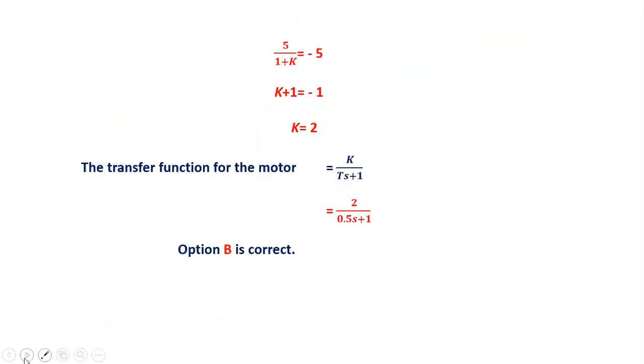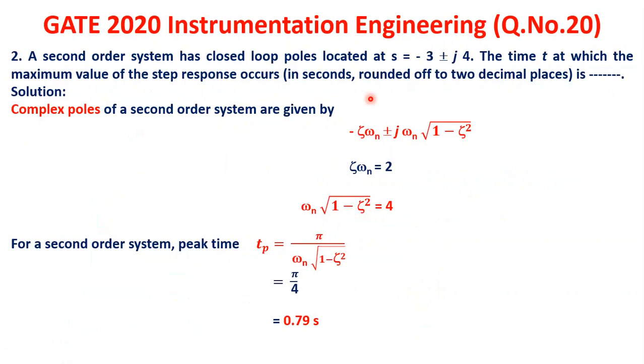This is the simpler way. Second problem, it is taken from 2020 GATE Instrumentation Engineering, question number 20. A second order system has closed loop poles located at -3 plus or minus j4. The time t at which the maximum value of the step response occurs, in seconds rounded off to 2 decimal places, is dash. The moment we see the problem, we know it is complex poles. Therefore it's a second order system with complex poles.